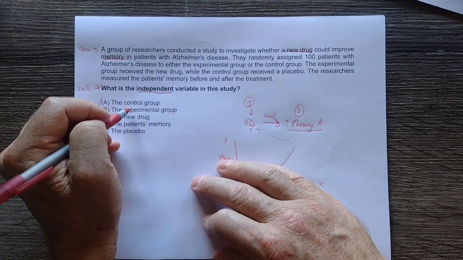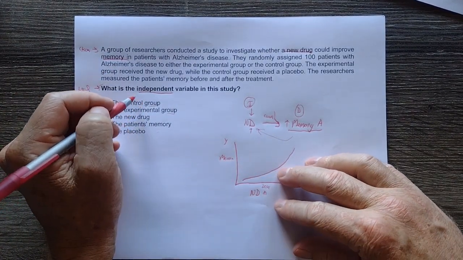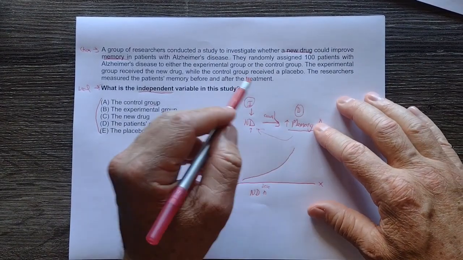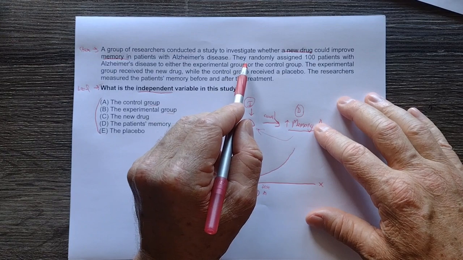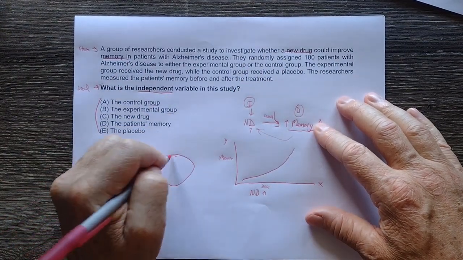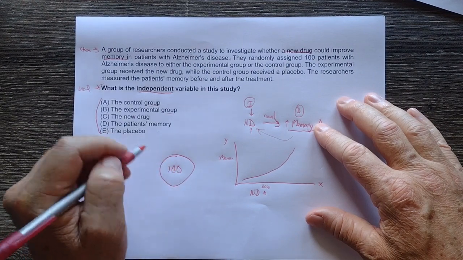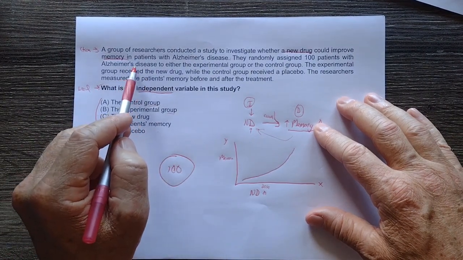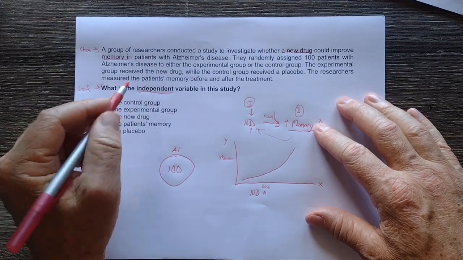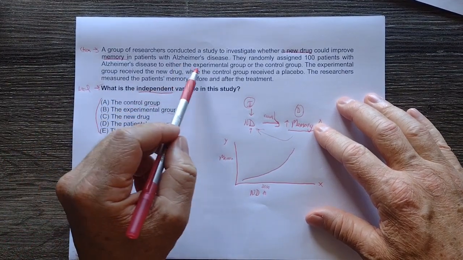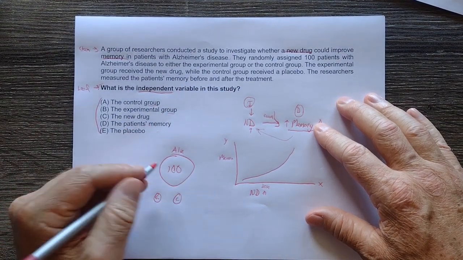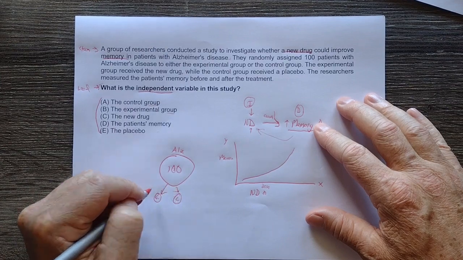But let's go back here and take a look at the control group. Well, the control group is not related to independent or dependent, right? So go back to the question stem. They randomly assigned 100 patients with Alzheimer's disease to the experimental group and the control group, right? And so we would have 50 in each.